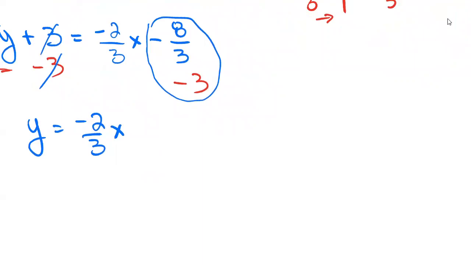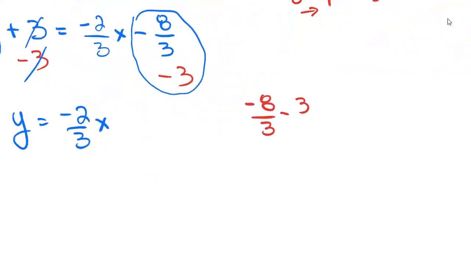So again, you need to understand your fractions. Negative 8 over 3 minus 3. In order to add and subtract fractions, we need a common denominator. So this is 3 over 1. My common denominator is 3. So the negative 8 over 3 stays the same. Minus, and then in order to convert this fraction 3 over 1 to a denominator of 3, I multiply by 3, the top and bottom.